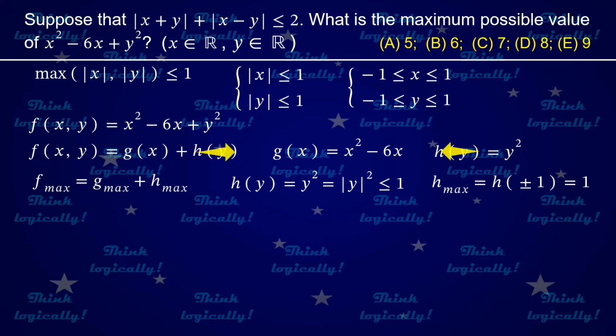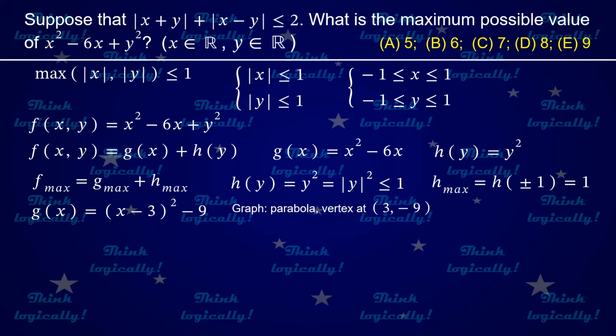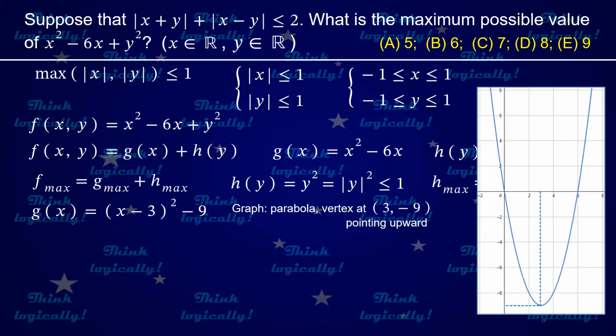For function g, we can either take a derivative or just complete it to a full square. We see that the graph of g of x is a parabola with vertex coordinates 3 and negative 9, and since x squared appears with a positive factor, the parabola points upward. In our case, the values of x are located between -1 and +1.